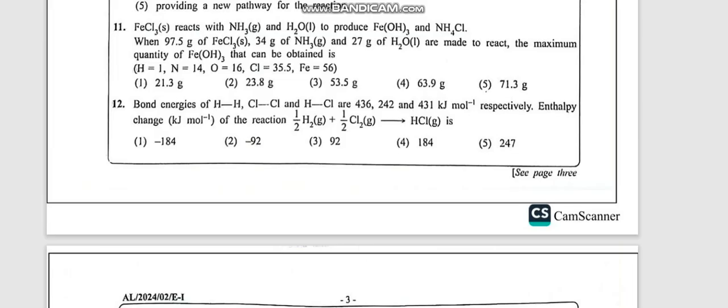So let's continue with the 2024 A-level chemistry MCQ paper discussion from the 11th question. FeCl3 reacts with ammonia and water to produce Fe(OH)3 and NH4Cl. They have given the mass of each reactant and some masses of the product formed. Now we have to find the maximum quantity of Fe(OH)3 that we can obtain from this reaction.